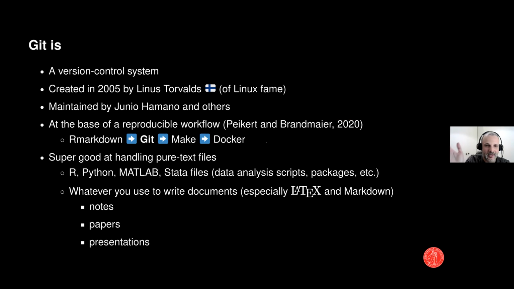And finally, Git is super good at handling pure text files. So if you work with R, Python, MATLAB, Stata, basically doing data analysis, as long as you're not working with Excel, and maybe even Excel if you're doing VBA, you can put those files in Git. Git is very good at handling them. And like I said, not only to do data analysis, not only to create software, but if you write documents, if you're writing a paper, a presentation, or just taking notes, then Git is also very good for handling those things.